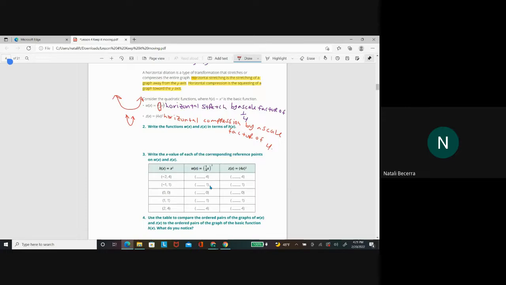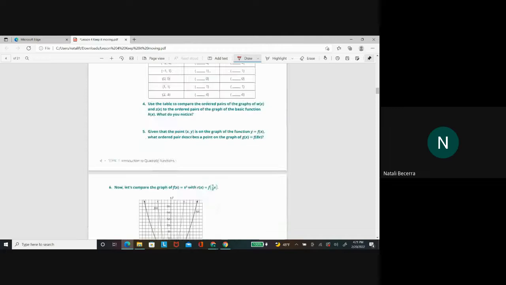Write the functions w(x) and z(x) in terms of h(x). So it's going to be w(x) equals h(1/4 x), and then z(x) is going to be h(4x), just like that. All right, let's go on to the next one.